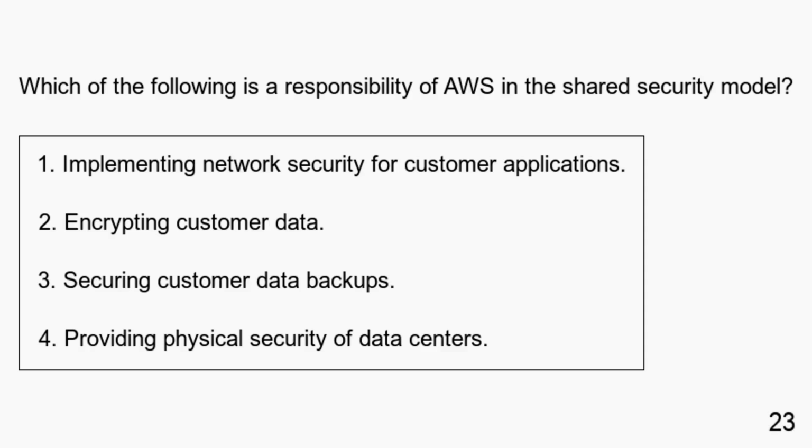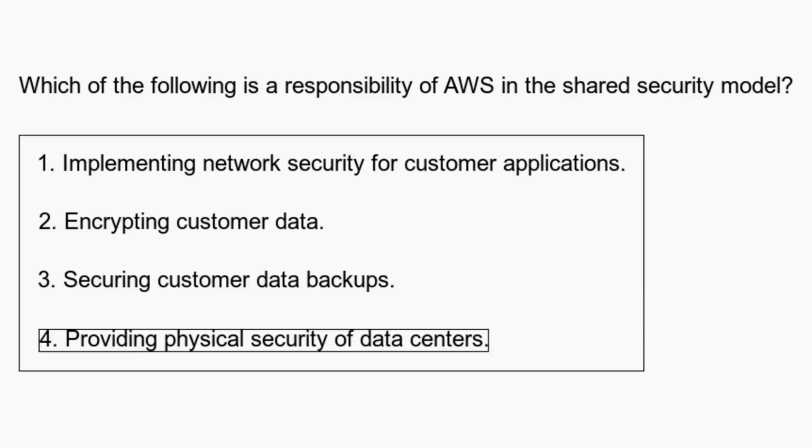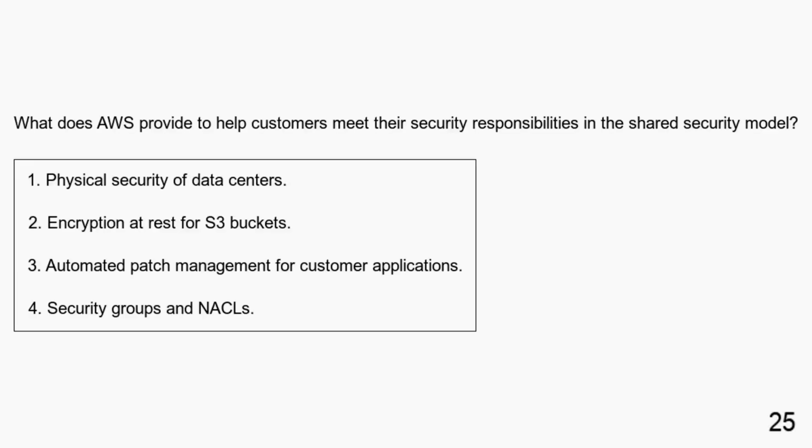Which of the following is a responsibility of AWS in the shared security model? Implementing network security for customer applications. Encrypting customer data. Securing customer data backups. Providing physical security of data centers. In the shared security model, AWS is responsible for the physical security of data centers.